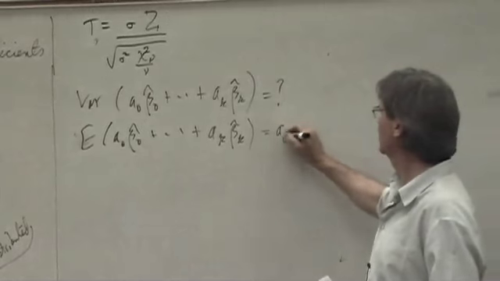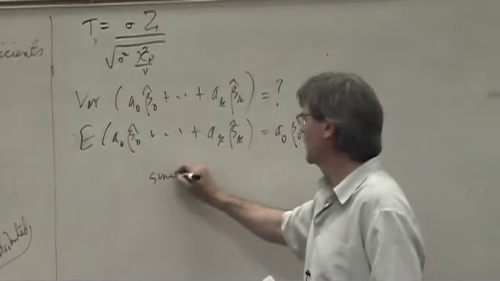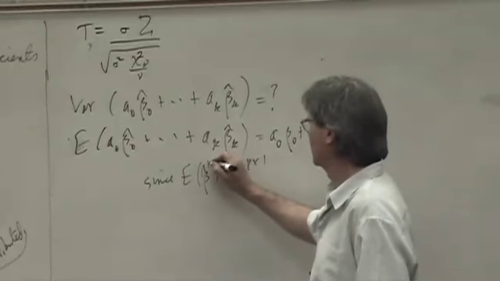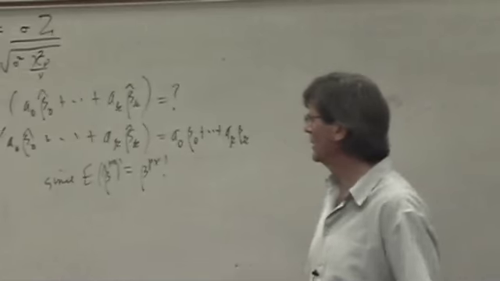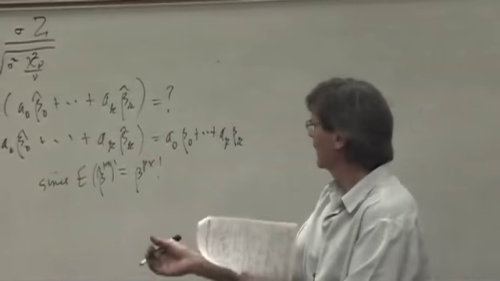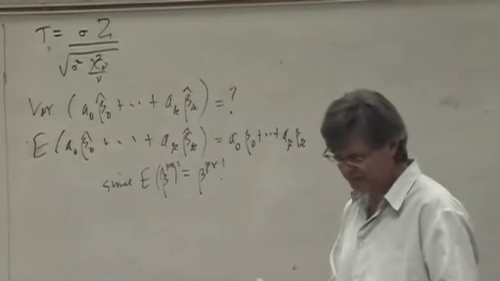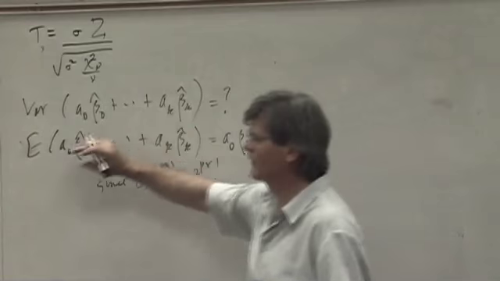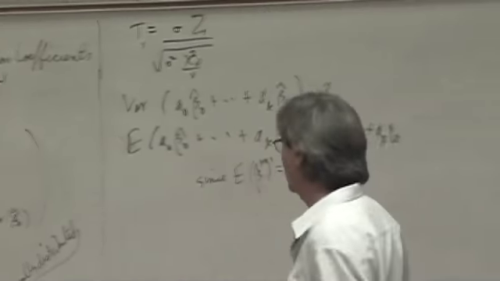So this came out to be a0 beta0 plus and so on plus ak betak, since E beta hat equals the beta vector. Term by term, the estimators are unbiased for the corresponding parameters. We showed this last time, so the expectation is fine. And then the question is, what's the variance? How would I do the variance of this? I already know the variance covariance matrix, all the possible covariances between the betas. How would I do this?